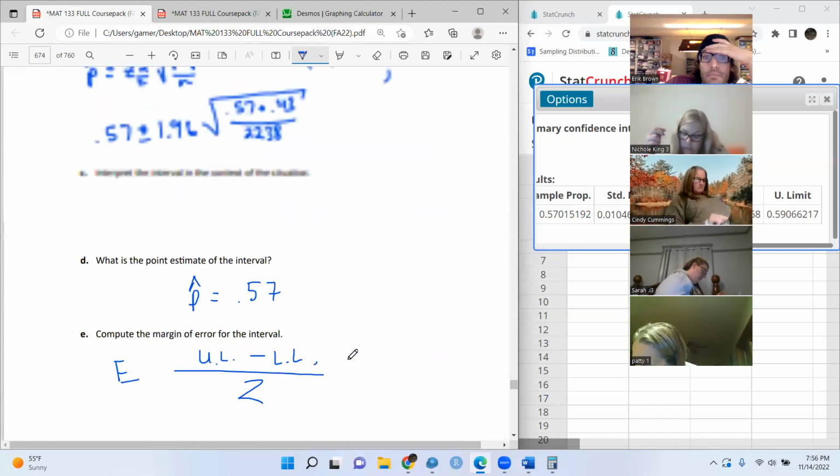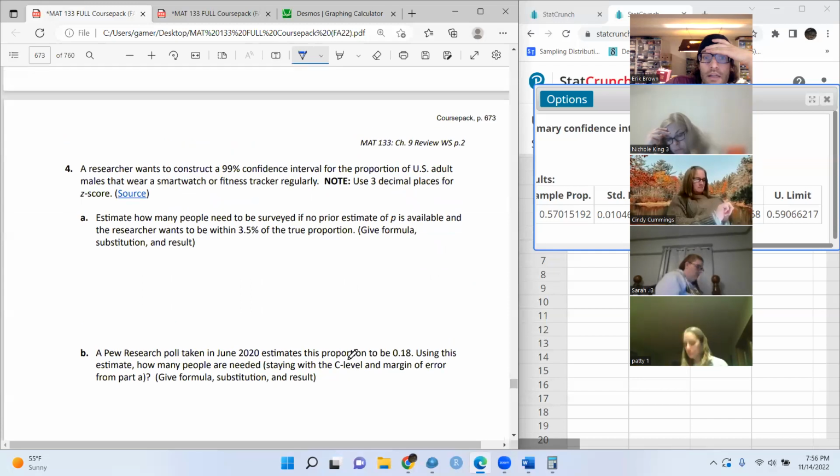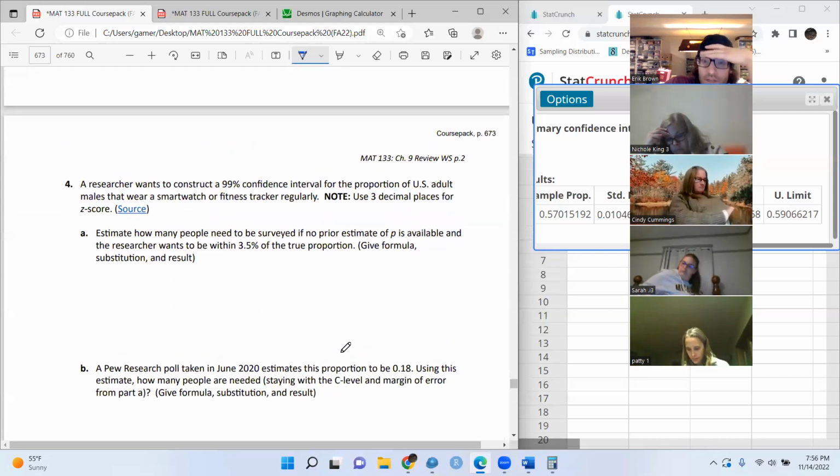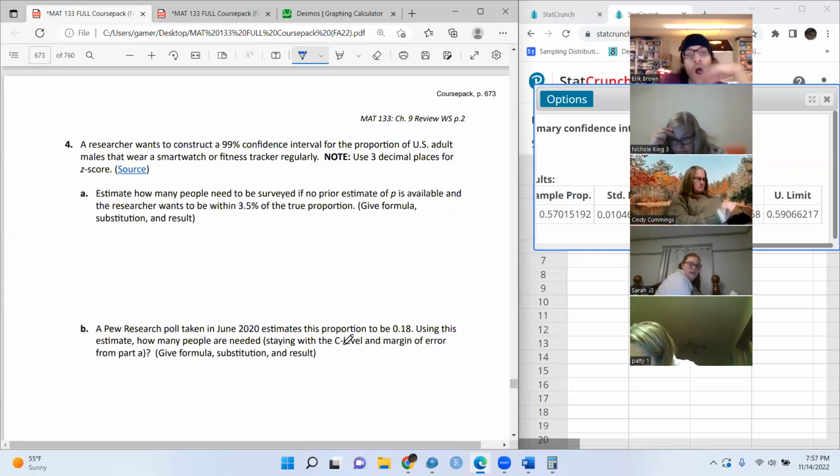All right, let's skip back a question. Look at number 4 on page 673. What is the question and what is the parameter for number 4? How many, and a proportion? Good. Estimate how many? Here is the word proportion.